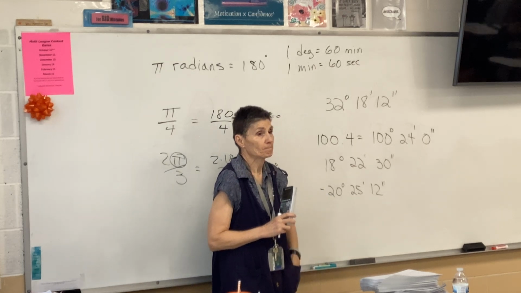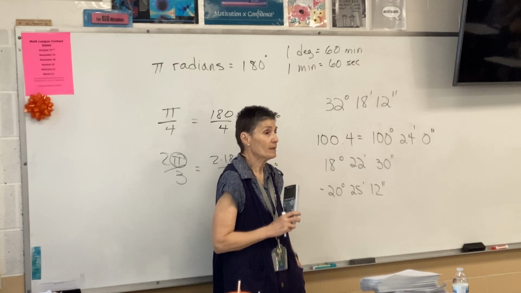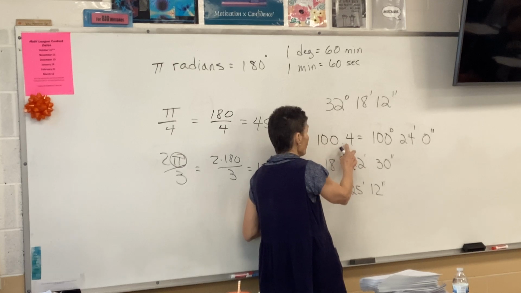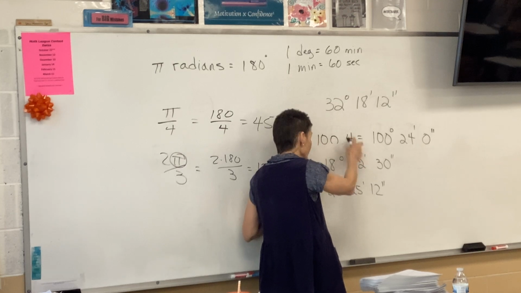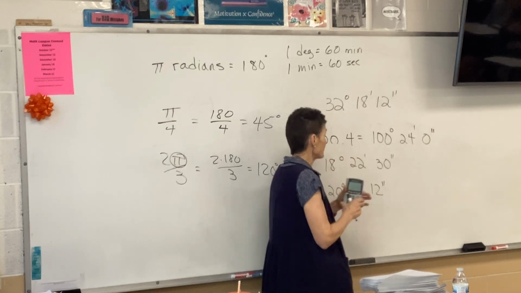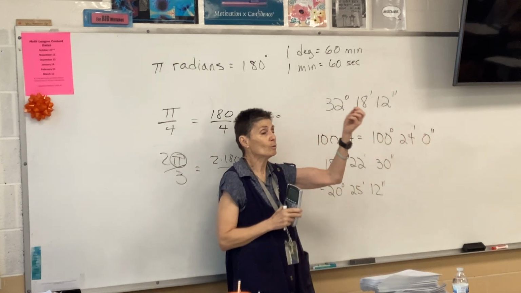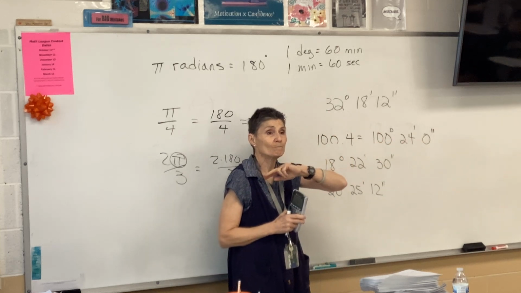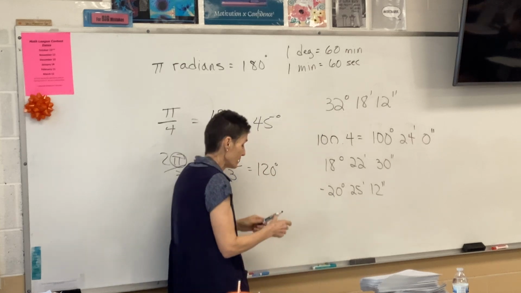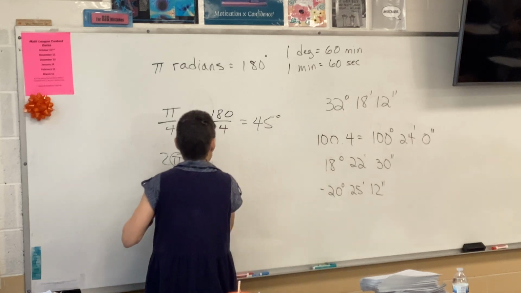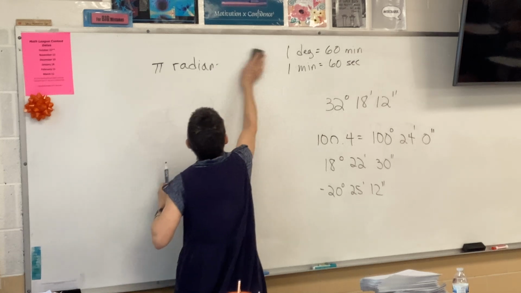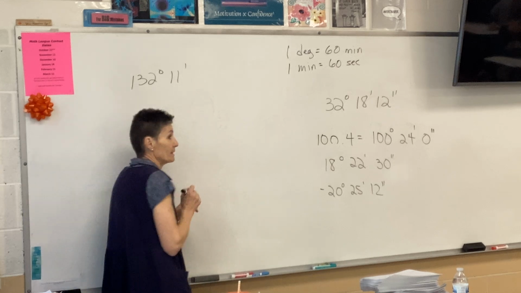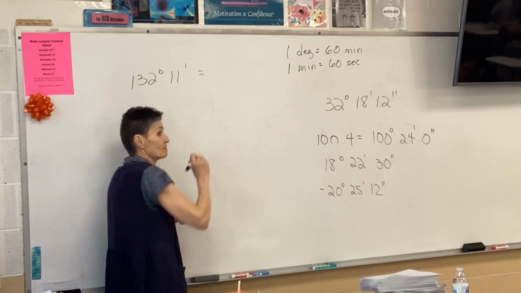All right, we ready? Now we're going to go the other way. The 100.4 is called a decimal degree, a degree measure written as a decimal. The other is degrees, minutes, seconds. Now we're going backwards, starting with degrees, minutes, seconds and going back to decimal degree. So we have 132.11, which is 132 degrees, 11 minutes, and we want to change that into a decimal degree.